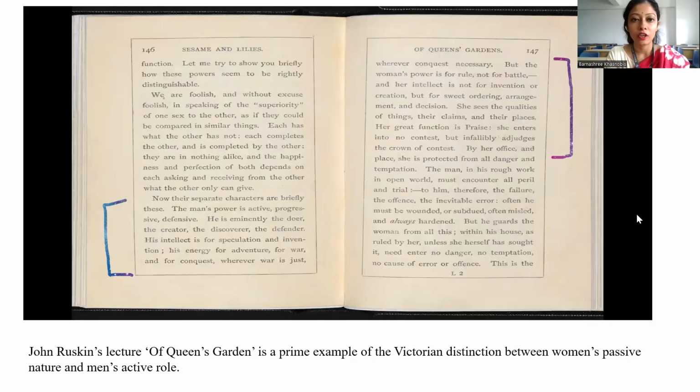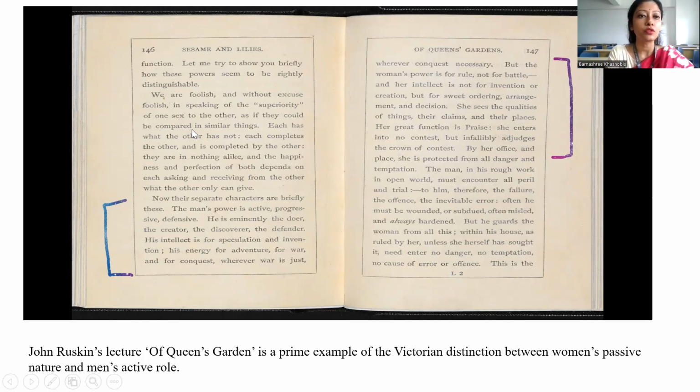Then I have got this example from online. You can read how John Ruskin, in Of Queens' Gardens, is justifying the role of women. The man's power is active, progressive, defensive. Her great function is praise. She enters into no contest. She sees the qualities of things, their claims and their places, but the woman's power is for rule, not for battle, and her intellect is not for invention or creation, but for sweet ordering, arrangement, and decision. So John Ruskin is also talking about how women should be claiming a space, and also how women's intellect is not equal to men's.